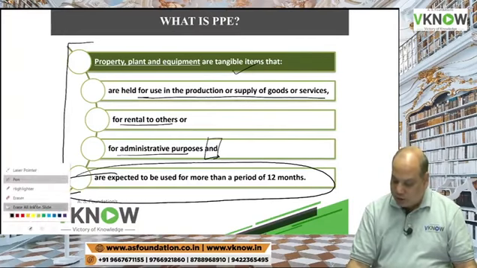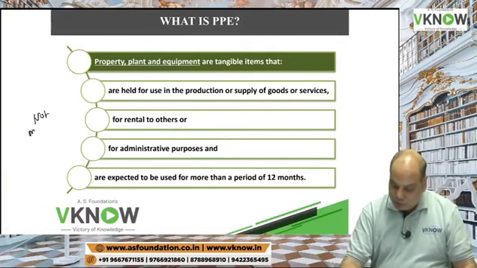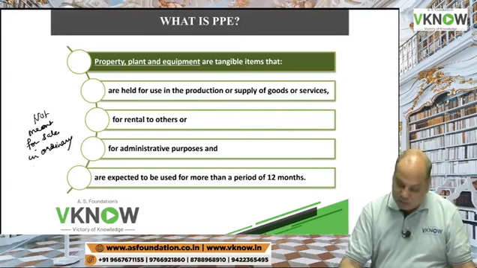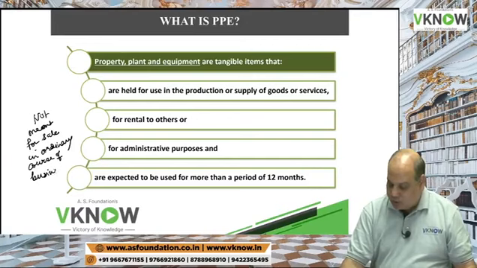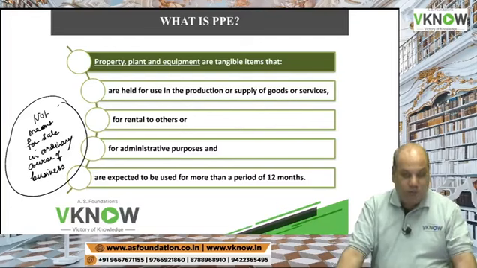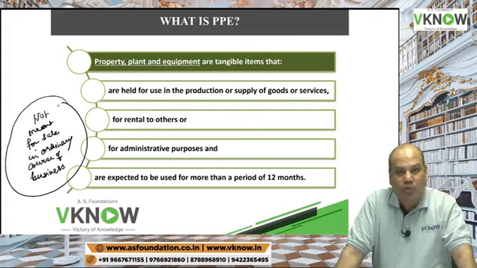What they have not written here, but it is implied, is that these items are not meant for sale in the ordinary course of business. You can mention here: this definition given by AS10 does not specifically write it, but it implies that these are not meant for sale in the ordinary course of business.